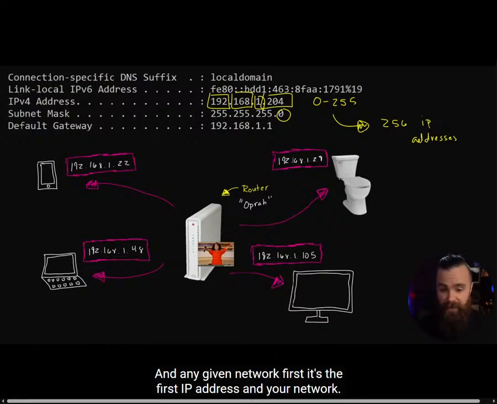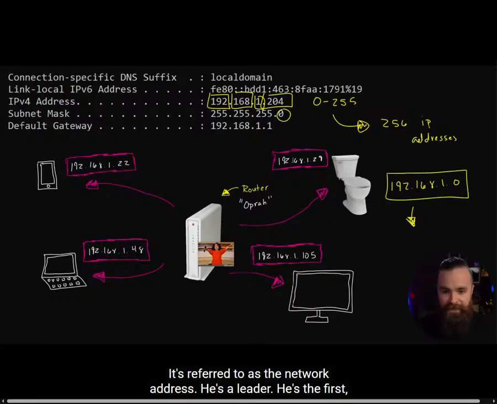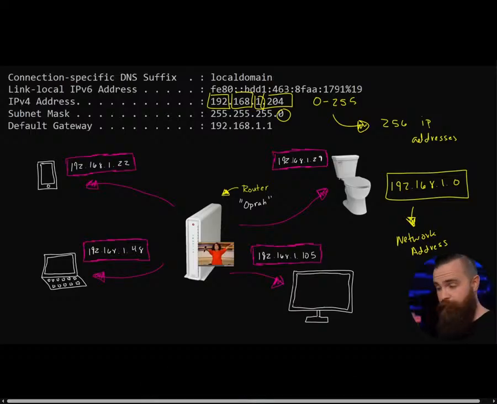First, it's the first IP address in your network. So in this one, it would be 192.168.1.0. That one's untouchable. It's referred to as the network address. He's a leader, he's the firstborn son, you can't touch him.